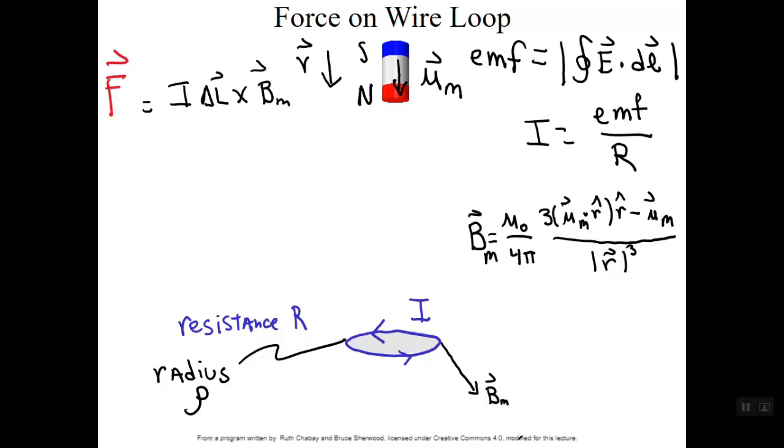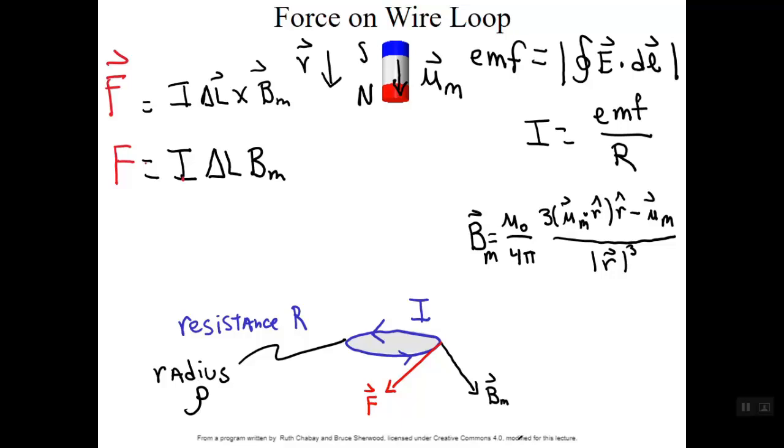If we think a bit about this, we'll notice that vector B sub m and vector delta L are perpendicular to one another, so that the magnitude of F is just the product of I times the magnitudes of vectors delta L and B sub m. Using the right-hand rule for cross products, we can see that vector F must point something like this at the particular observation location shown.